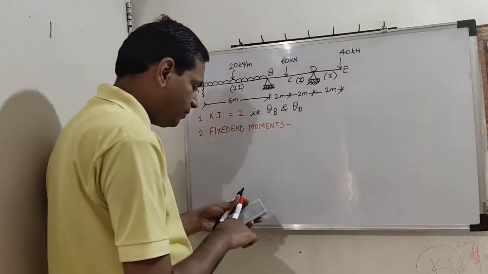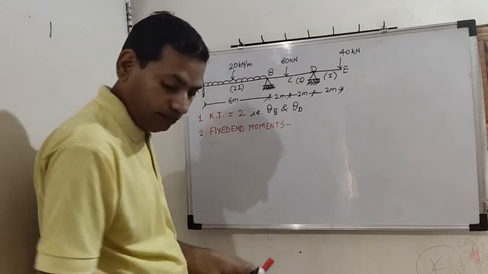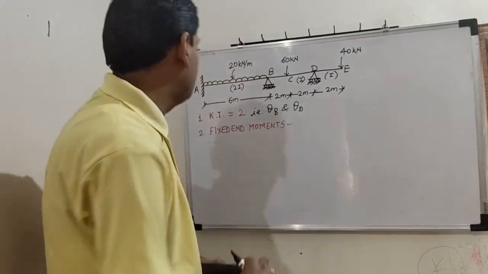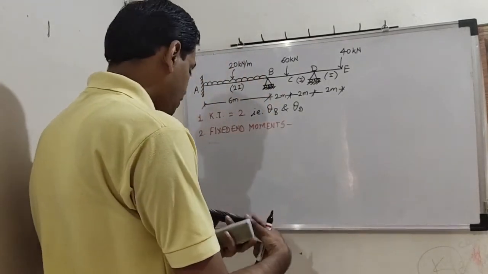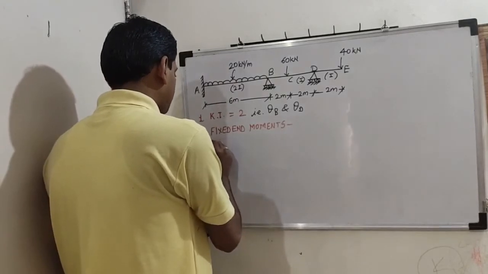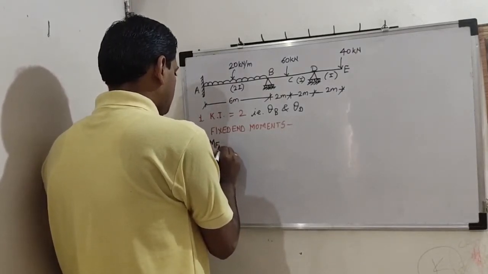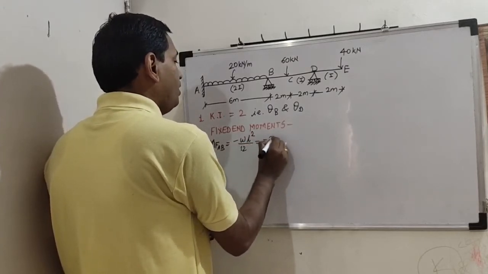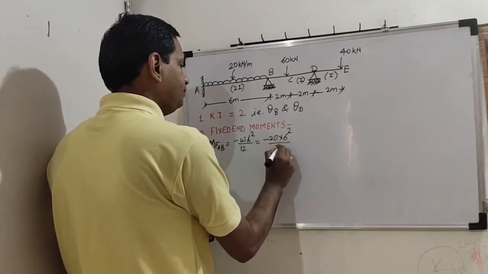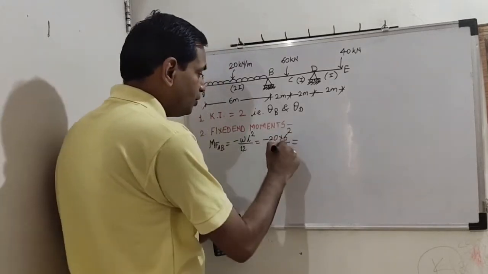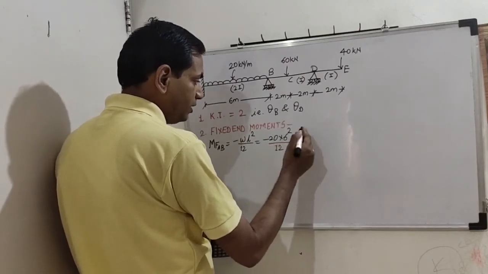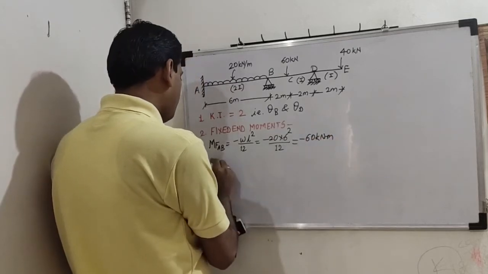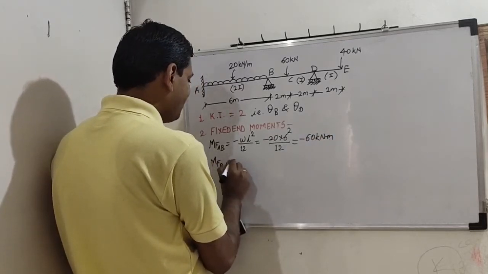So let us calculate the fixed end moments one by one. So MFAB is minus WL square by 12. Straightforward. So minus 20 into 6 square by 12. How much? 36 by 12 is 3. So minus 60 kilonewton meter. Okay. Then MFBA, it will be plus. I will write it now directly. Plus 60.